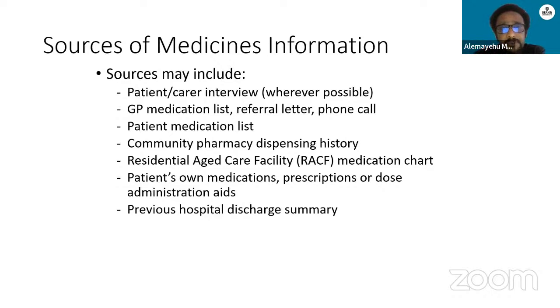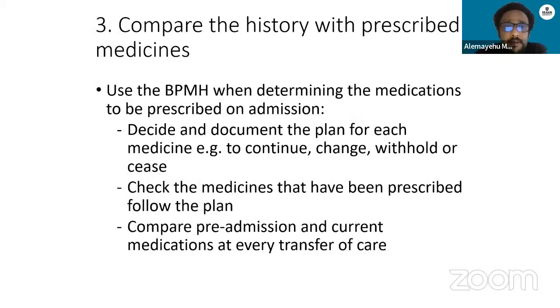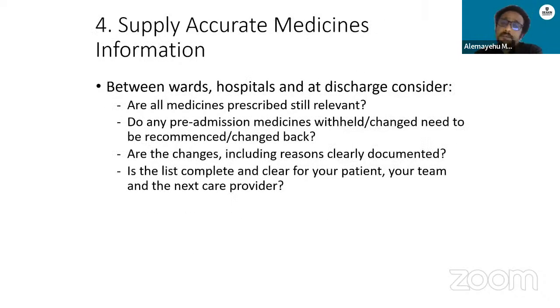As I said: the patient, carer, GP medication list, the patient's medication list, community pharmacy, residential aged care facility medication charts, and patient's own medications. This means medicines the patient brings to hospital. Then previous discharge summaries. So these are some sources of medicines information. This is the confirmation step with the prescribed medicines. Then supply, that's the final stage, supply of medicines information.